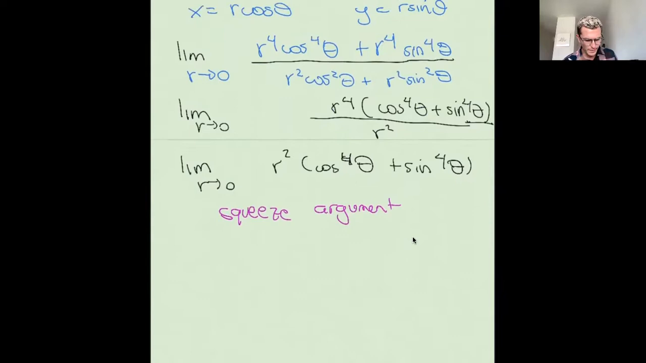Sine to the four of theta is always between zero and one. Is that making sense? You can put a zero here because this is a positive number, the square of a square, so it is always non-negative. And you can put one here because sine is always between zero and one, and when you multiply it with itself, you always get numbers between zero and one. Is that making sense?